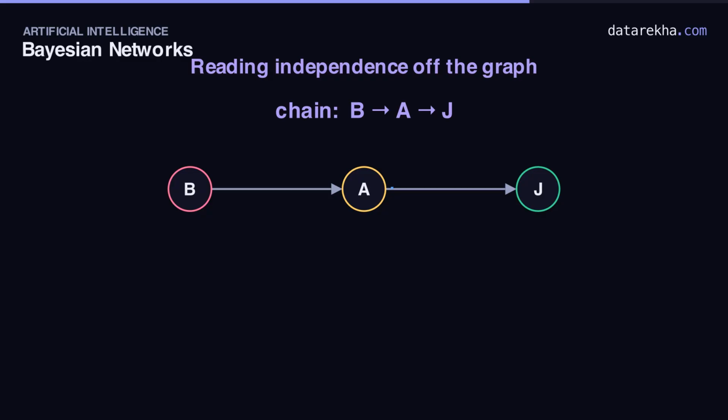Something remarkable is hiding in the graph. You can read which variables are independent straight off its shape. 3 little patterns cover almost everything. First, a chain. Burglary to alarm to John. Information flows along it, but block the middle. Given the alarm, John becomes independent of the burglary. The alarm was the only channel between them.